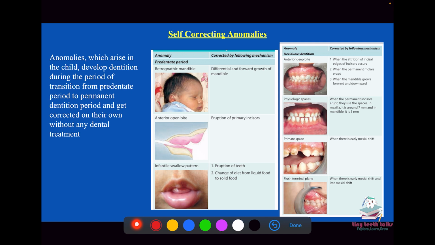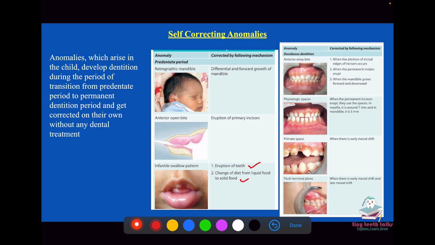Anterior open bite. We know that during the predentate period the only place in contact is at the molar area, which is corrected by eruption of primary incisors. Infantile swallow pattern. Due to this anterior open bite there is a creation of an infantile swallow pattern, which is also corrected by eruption of the teeth and change of diet from liquid to solid food.